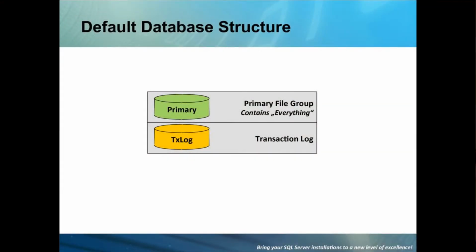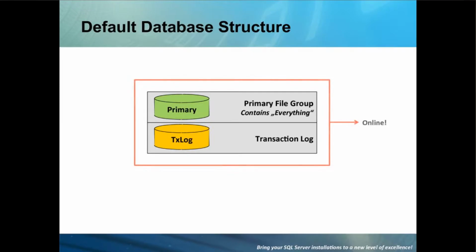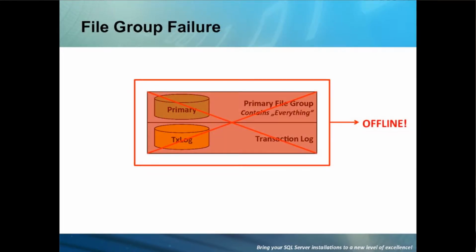The problem that we have with that default database structure is that a SQL Server database is only online when both the primary file group and the transaction log is online. So imagine you have a database with a few hundred gigabytes, with a few terabytes, and you put everything in the primary file group. In that case, you have to recover your complete primary file group, which contains your whole data, to bring your SQL Server database online. So for example, when a file in the primary file group gets lost, maybe we have a storage error, then our whole database is offline.